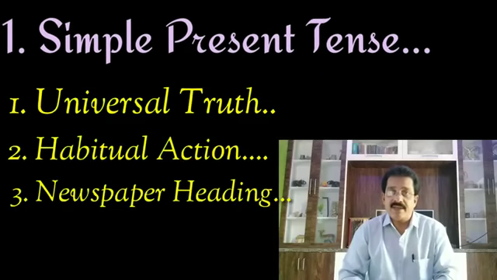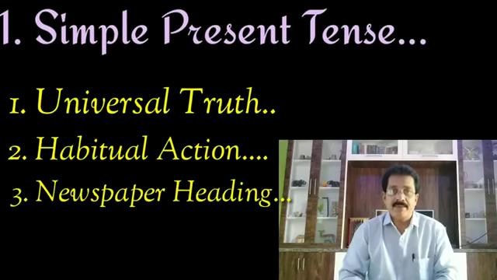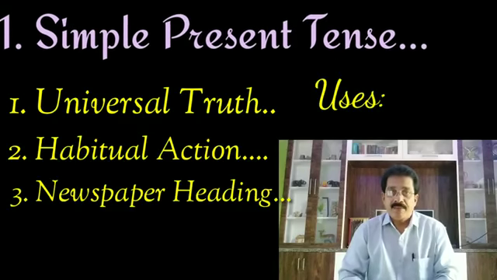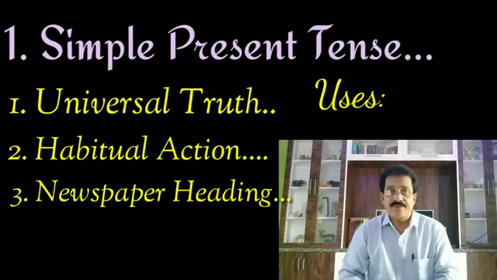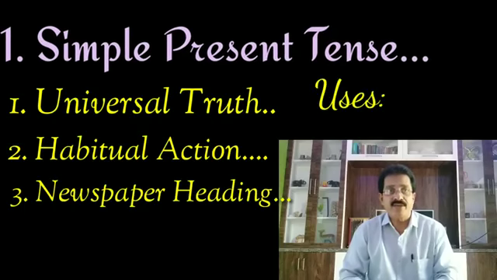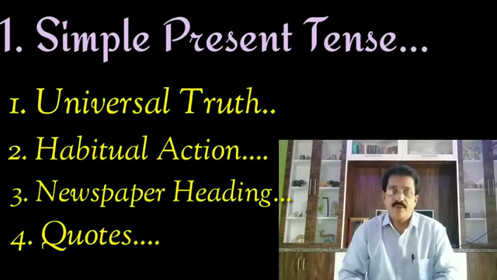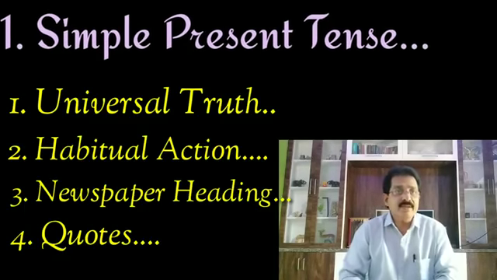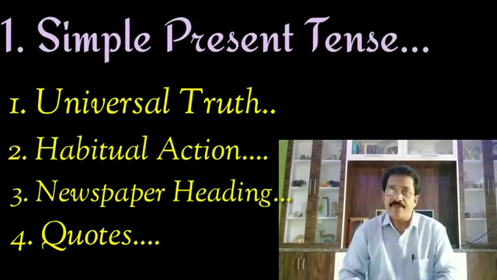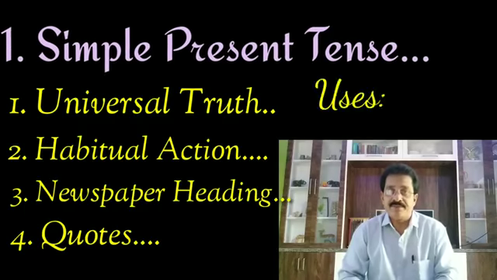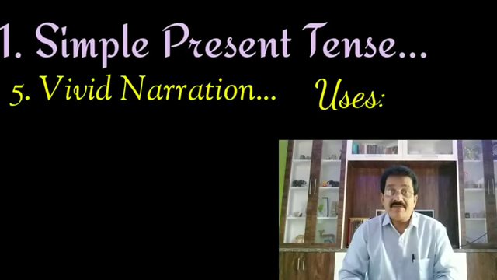Then come newspaper headings. Usually they are introduced in simple present tense. For example, now Prime Minister Modi declares lockdown. Declares, simple present tense is used there. Then comes, when you introduce a quotation, we have to introduce it with simple present tense. For example, Keats says, "A thing of beauty is a joy forever." Says, simple present tense. Then we talk about a vivid narration.